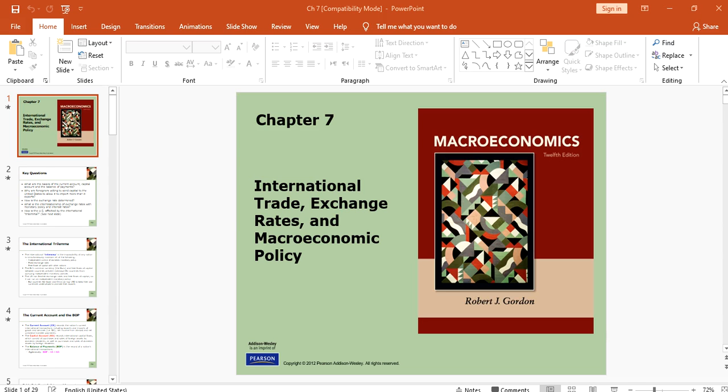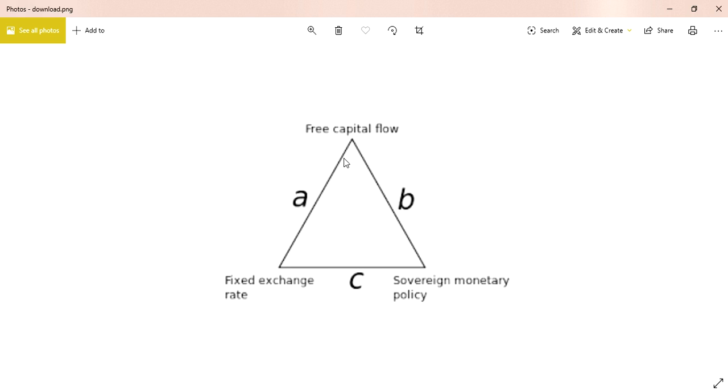Hello again. Today we are going to cover Chapter 7, International Trade, Exchange Rates and Macroeconomic Policy. As recommended by the book, by Gordon. Before going into that analysis, it's important to differentiate between three economic policies that would be followed by the countries. We have three principles, three policies.